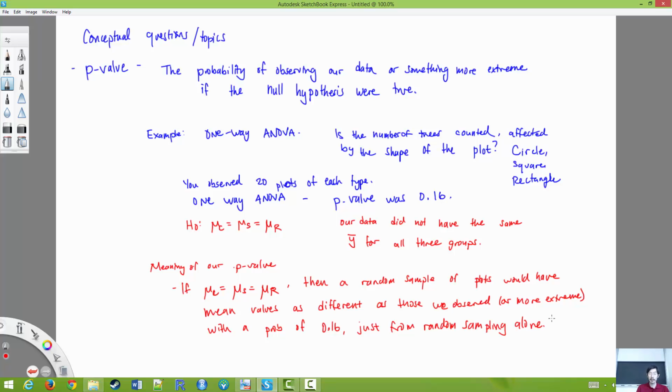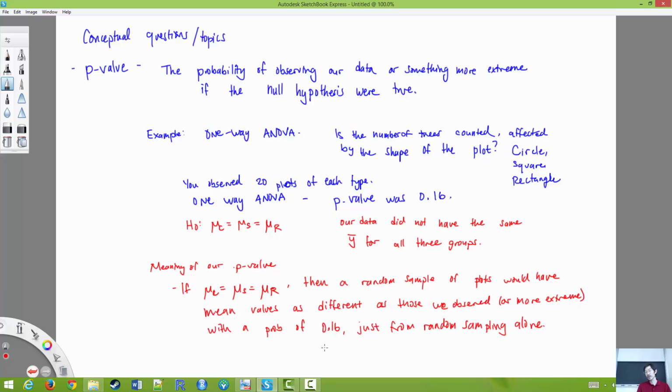Well, it would happen about 16% of the time just from random sampling. So the results we observed could be a result of random sampling alone, and the probability of that happening by random sampling alone is 16%. So that's the definition of the p-value.